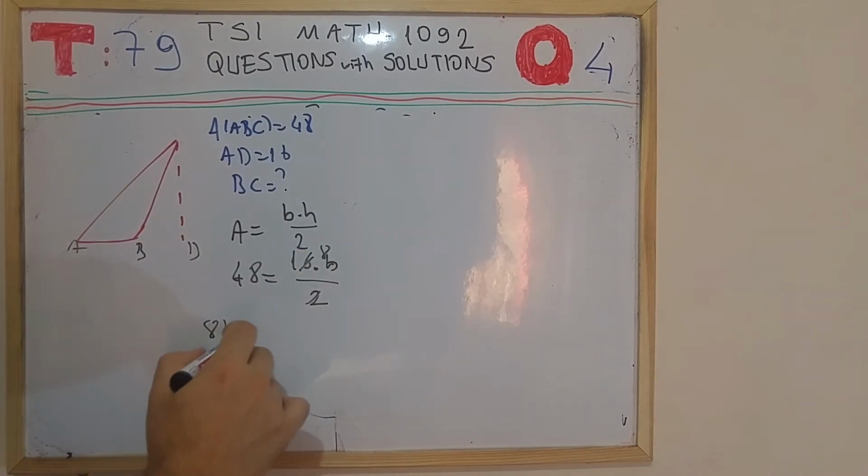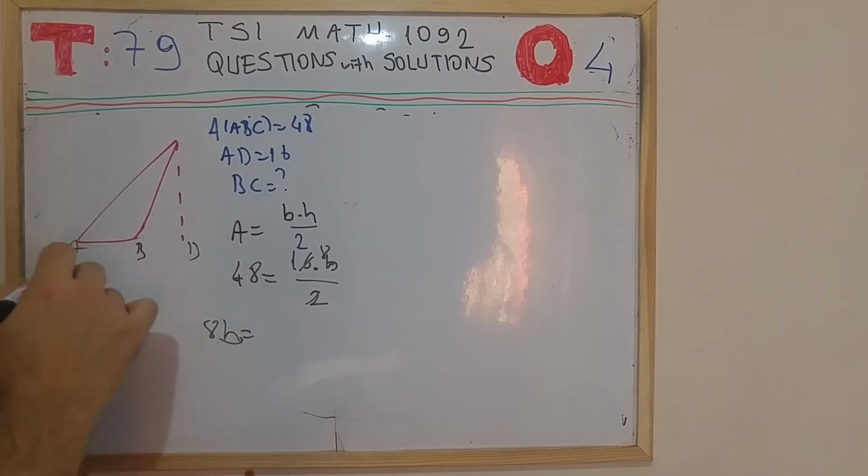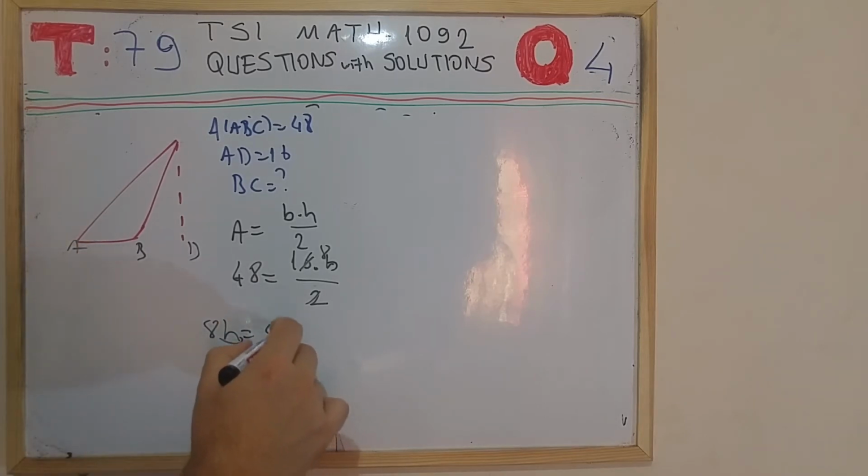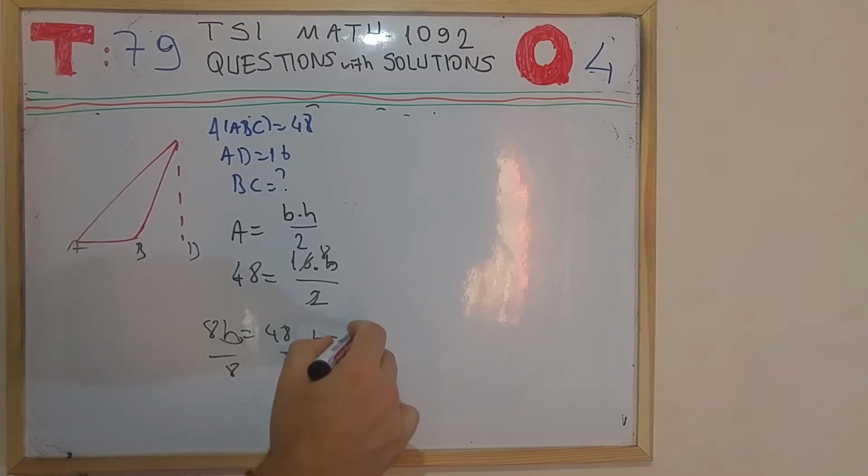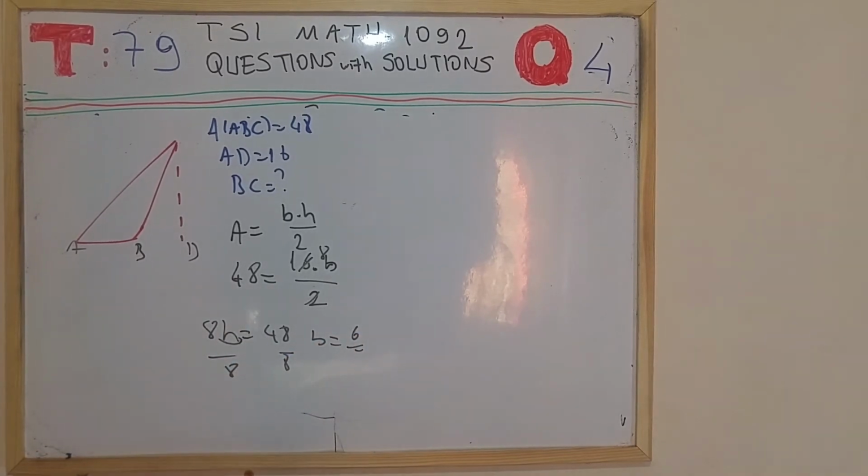So 8b, that is AB, is equal to 48. When I divide each side by 8, b will be equal to 6.